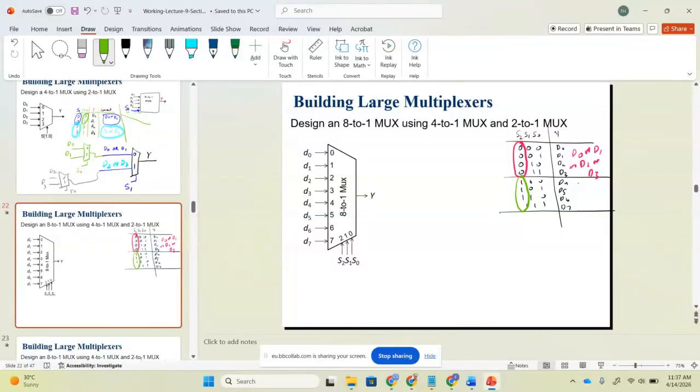I need your input. D4, D4, D4, D5, D6, D7. D5 or D6 or D7. If you want to do this and you are making a decision based only on S2, which multiplexer do we need? Only S2.